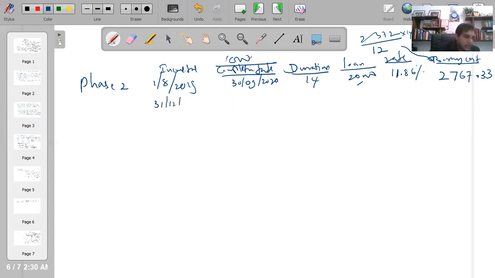Similarly, second one, what is the second disbursement? 31st December 2019. Okay, 31st December 2019. That means the 1st of January 2020. Yeah? In other words, so end date is 30th September 2020. No, so how many months here? 9 months. Very simple.